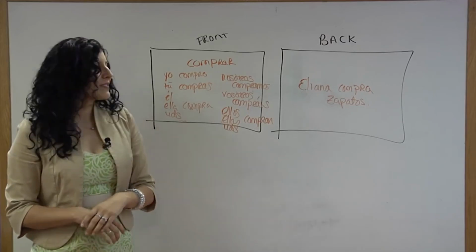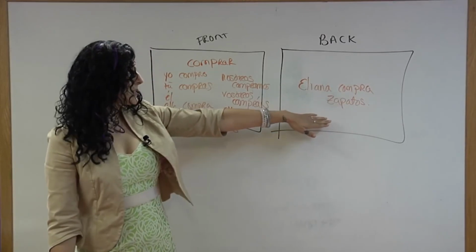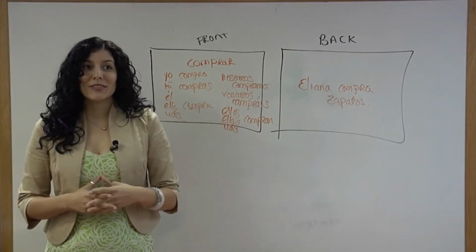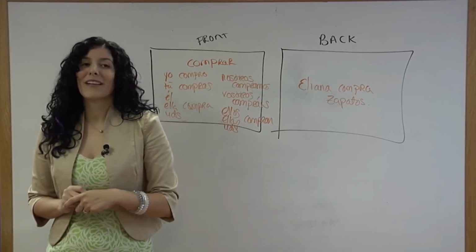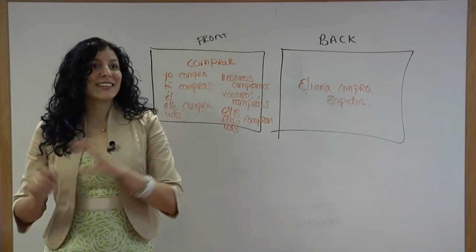On the back, what I would like for you to do is to use that verb in a sentence. So, for example, Eliana compra zapatos. So, that's what I would like for you to do. And when you get to class, just pop it on the corkboard and I will check it whenever I have time. And as always, be prepared to share just in case I decide to call on you.